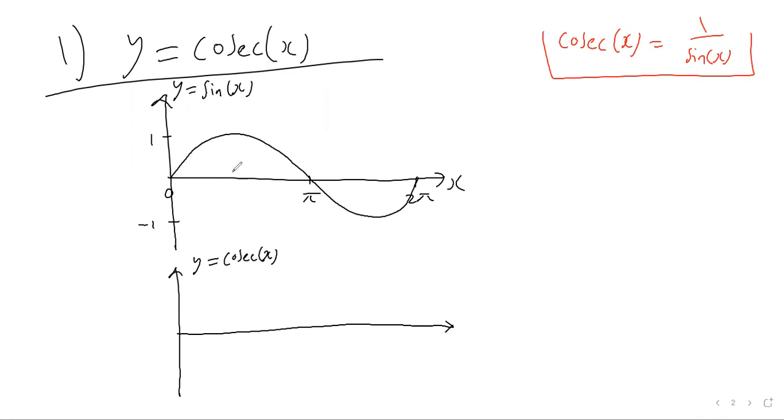So 1 divided by 1 at pi over 2: when x is pi over 2 on our x-axis, 1 divided by 1 gets you 1, so you've got 1 there. Now what's happening here is that if you pick a really small angle, your y value of sine is going to be really small. So 1 divided by a really small sine value is going to give you a very big cosec value.